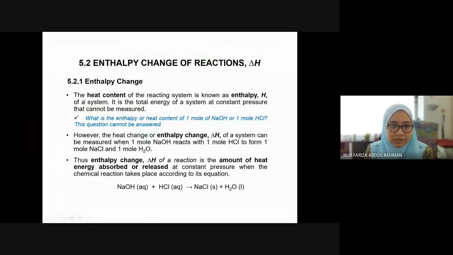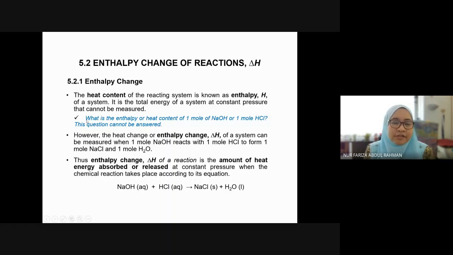What is enthalpy change? Enthalpy change is the heat content of the reacting system. Okay, so we denote this enthalpy as H. H stands for enthalpy. It is the total energy of a system at constant pressure that cannot be measured. Okay, enthalpy cannot be measured directly, and to be denoted as enthalpy, the reaction or the experiment must be performed at constant pressure.